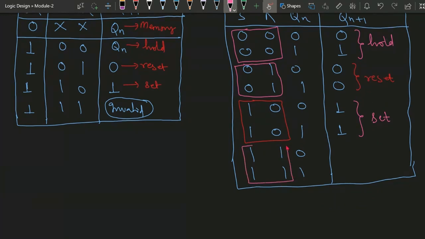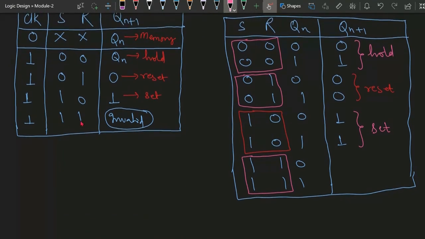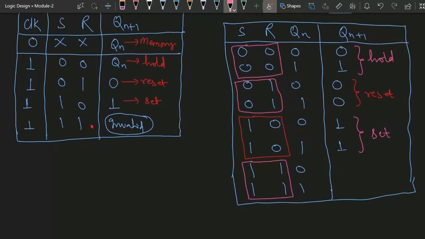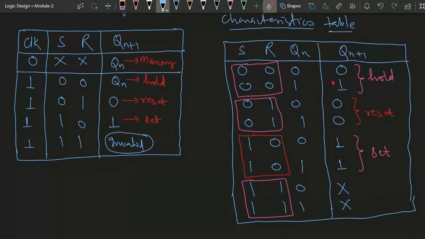Next is the case where S and R are 1, 1. If it is 1, 1, the output is invalid. What is its meaning? Invalid in the sense that it can be either 0 or 1. So it is invalid, and we will be calling it a don't care in the characteristic table. So we will be representing it with a don't care.